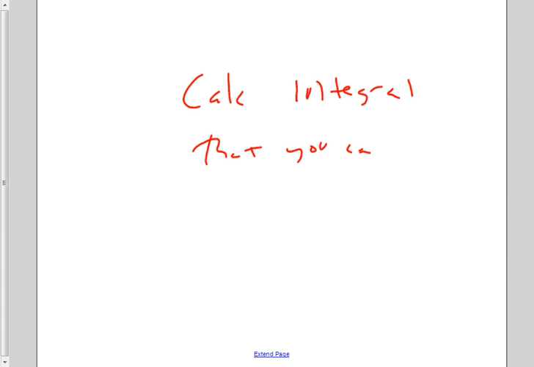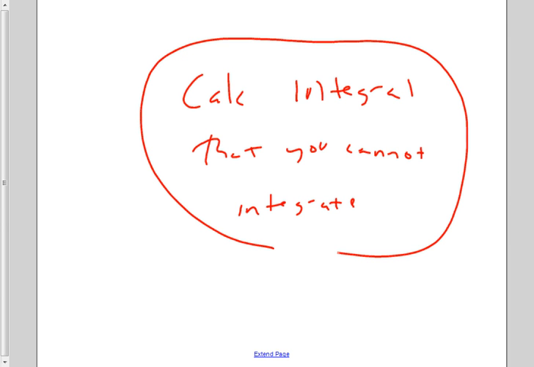And that's it. That is how you can calculate an integral that you cannot integrate. And that ends our study of evaluating definite integrals. And in the next unit, we will start looking at applications of those. Cool applications.